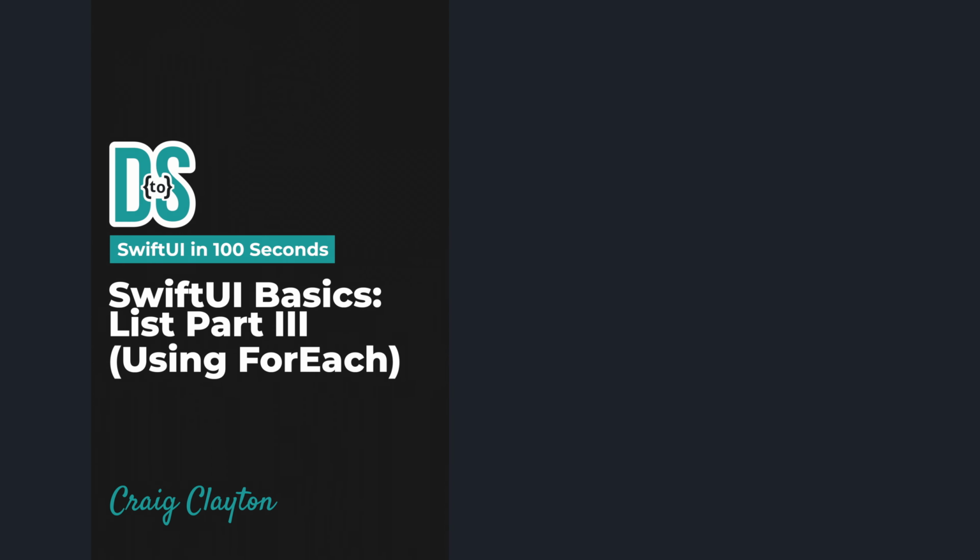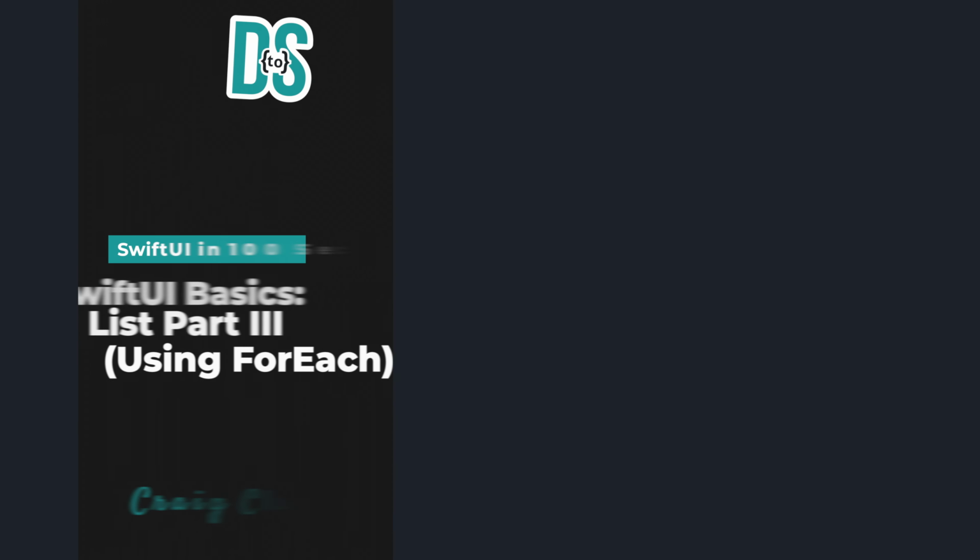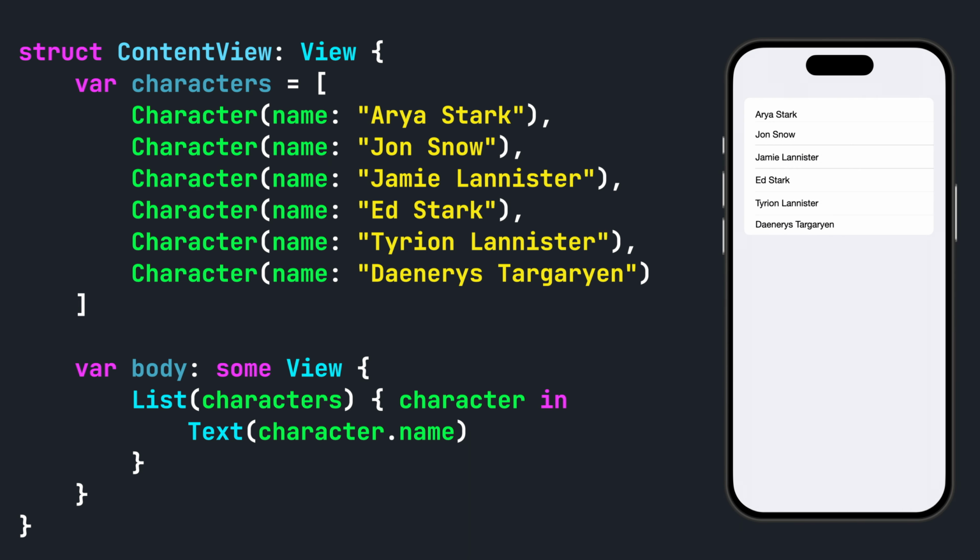We've looked at a couple of different ways to create lists in SwiftUI. Let's take a look at the list we used in the last video. We can use ForEach in conjunction with list. Here are a few reasons to use ForEach with list.